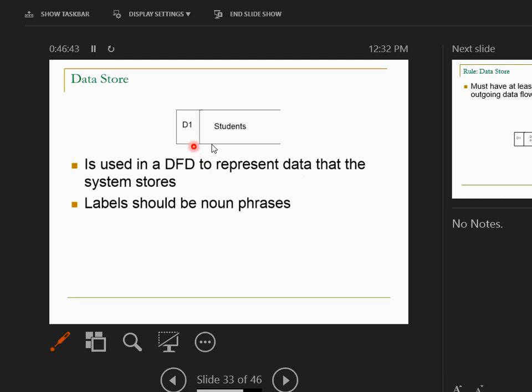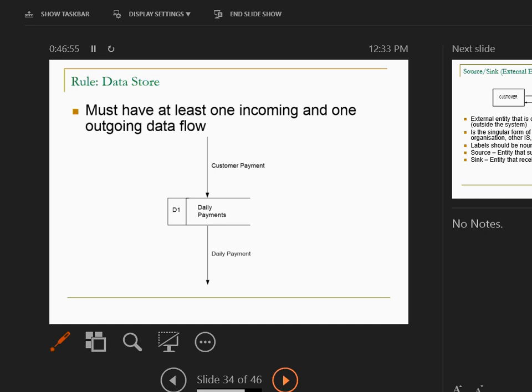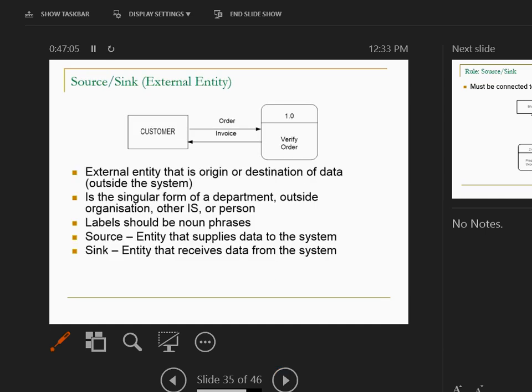A data store is always going to be a noun. Data stores don't do anything, so if it's an action, it needs to be a process. It's a repository. A data store, too, can't be a black hole. Things go in, things come out.